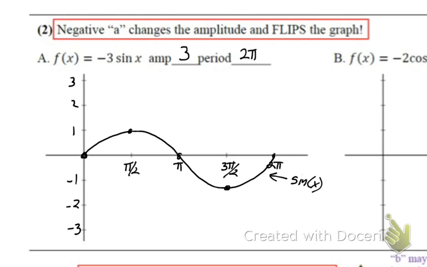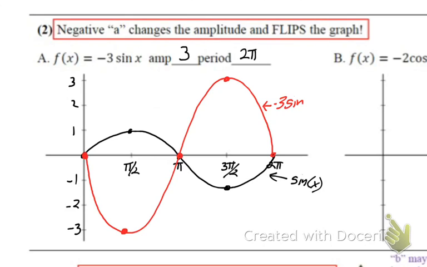So we start at 0, 0 still, because our zeros stay the same. And we're going to go down instead of up. The negative makes it go down instead of up. Then it's going to come back to the 0. Then it's going to go up to 3 instead of down because it's negative. And so not only did I stretch it out, I also flipped it. And that is negative 3 sine of x. Positive 3 would have been up here, negative down there. Flips everything.